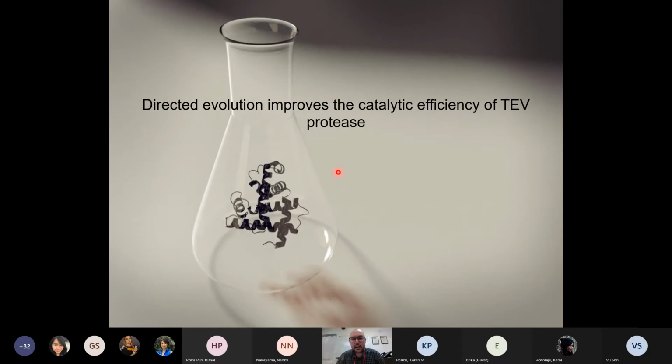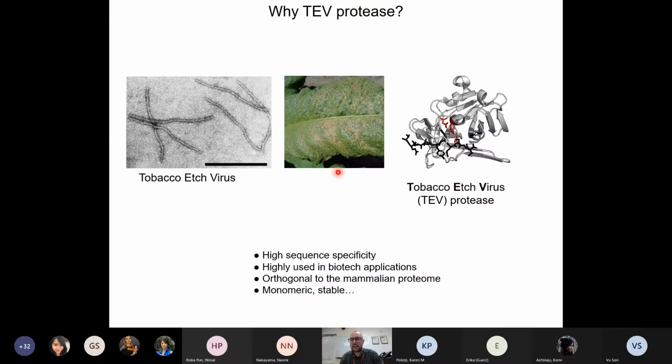So then what I did is use directed evolution to improve the catalytic efficiency of the TEV protease. And I know that this talk has had a lot of protein engineering, but I find this field fascinating. And now let me explain why TEV protease. TEV protease has a very specific sequence that is orthogonal to the mammalian proteome, and that makes it ideal for cellular biology and biomolecular tools. Also it is monomeric, stable, and very easy to handle. So for all these reasons, it has become the protease of choice for biotechnology and for a lot of biomedical applications.